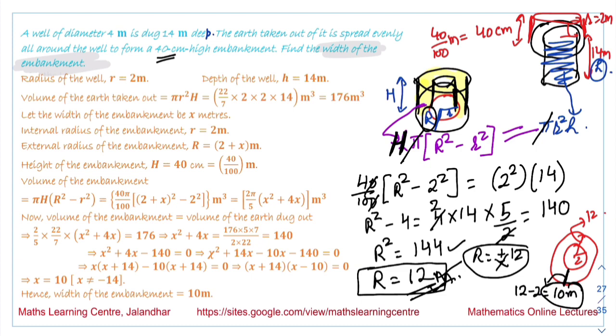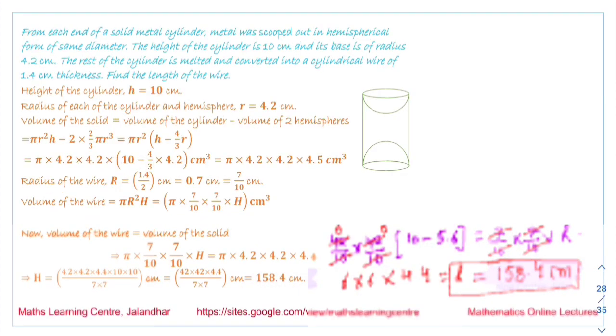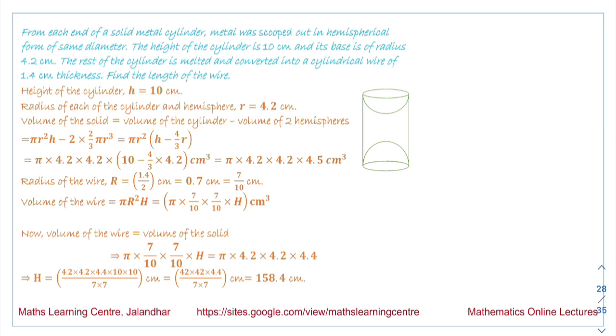Next we are given that a solid metallic cylinder is there, and metal was scooped out in hemispherical form of the same diameter. The height of this cylinder is given to be 10 centimeter, and its base radius is given to be 4.2 centimeter. So this portion is 4.2 and this portion is 4.2 centimeter. The rest of the cylinder is melted.